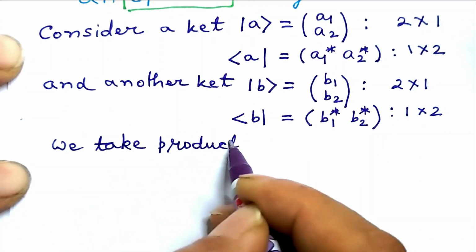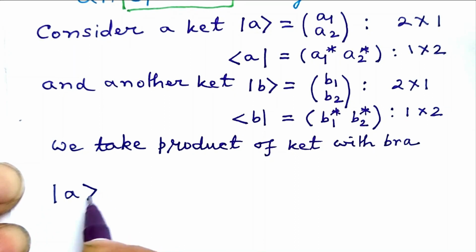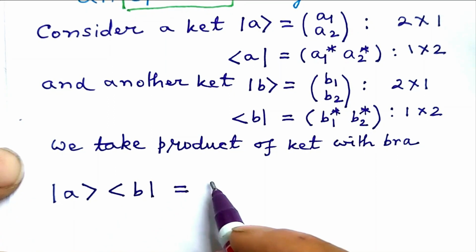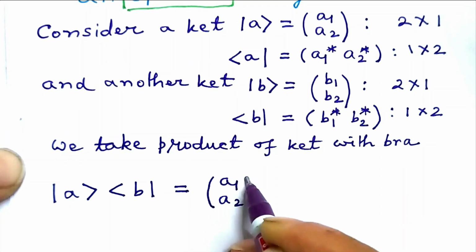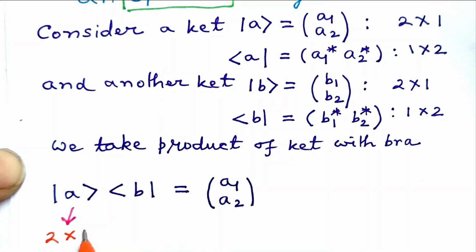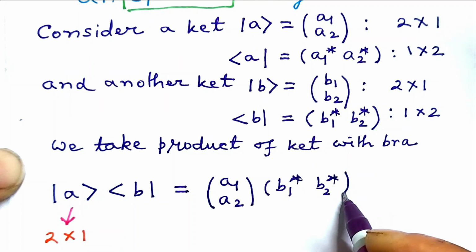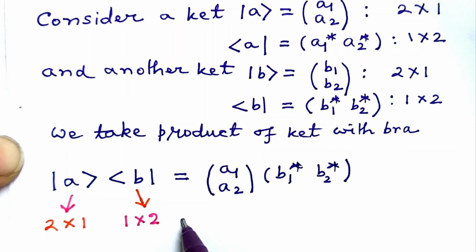We take product of ket with bra now. First write ket A and then place bra B. Put their respective matrix formats. So it is equal to the column A1, A2, which is a 2 cross 1 matrix, multiplied by the row B1 star, B2 star, which is a 1 cross 2 matrix.